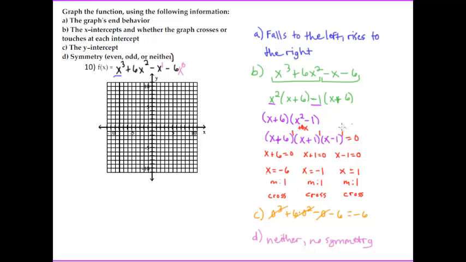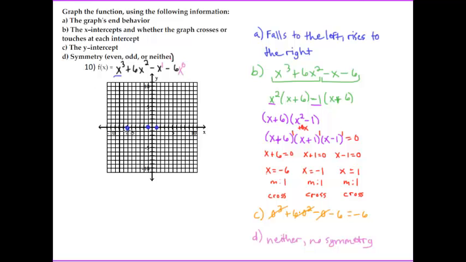We are going to first plot the zeros we found. -6, -1, and then, oh, that's not -1. That's not the right -1. -1 on the x-axis, because these are x-intercepts. -1 and then +1.